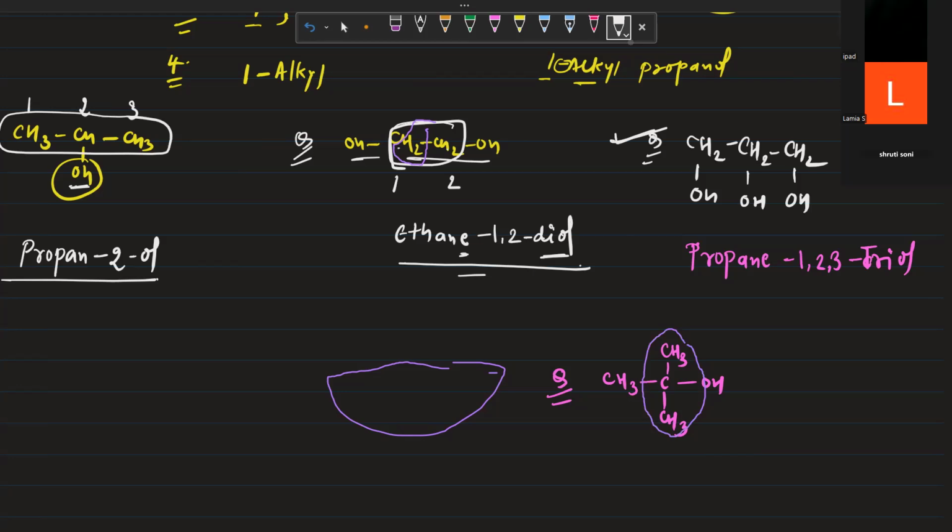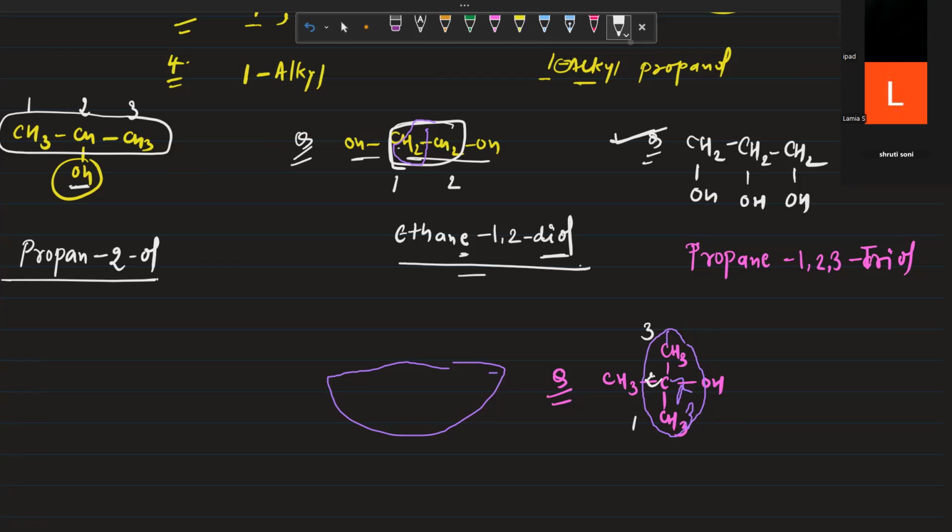So how will we give an IUPAC name? So it would be two, or this is the longest chain, right? So this would be like one, two. Oh my God, I can't write properly. Okay, one, one, two, two, and three. Then, why can it not go in the opposite direction? Yeah, you can go in any direction.